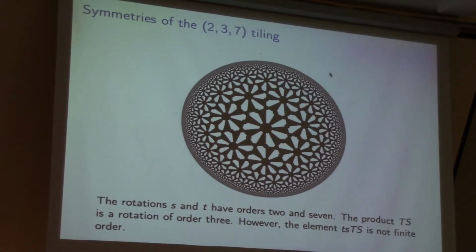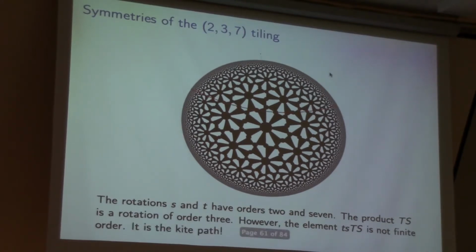Right? This guy goes there. It moves along the kite path. And this is one of the reasons why I want to talk about the kite path. Because this strange relation, the conjugate of S and T, is actually moving us in the 237 tiling along the kite path. So in the 237 tiling, the kite path is infinite, right?